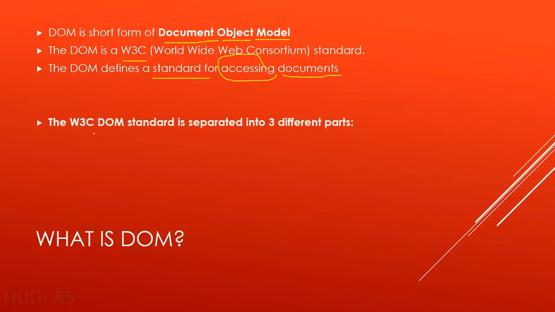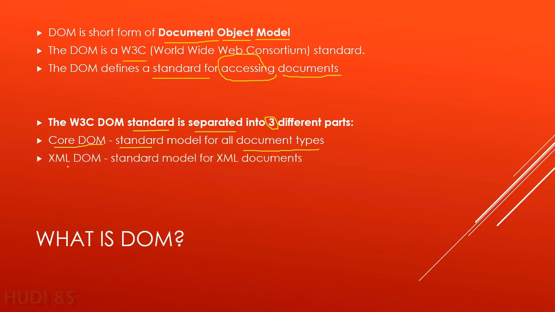The W3C DOM is separated into three different parts. Core DOM is a standard model for all document types. XML DOM is a standard model for XML documents, and HTML DOM is a standard model for HTML documents.